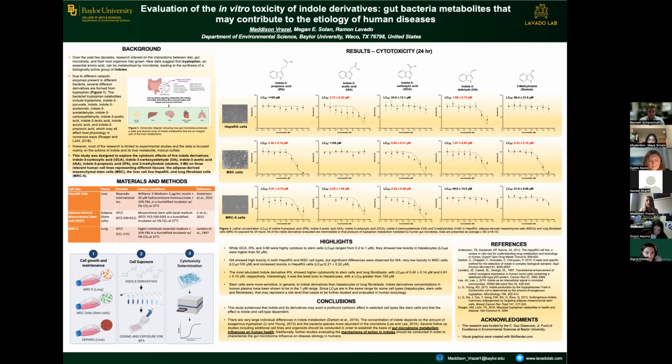So in this experiment, I tested 5 indole compounds: indole 3 carboxylic acid, which is I3CA, indole 3 aldehyde, which is I3A, indole 3 acetic acid, which is IAA, indole 3 propionic acid, which is IPA, and 3-methyl indole, 3-MI.